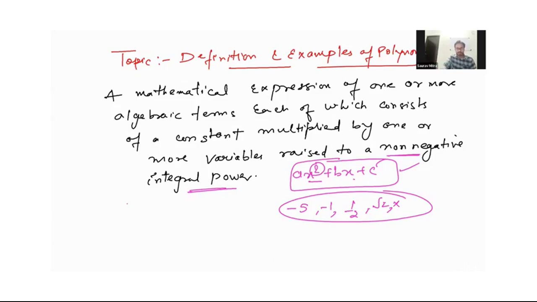Let us see some examples related to polynomials. First, the expression given is x to the power 5 minus 2x to the power 3 plus x plus root 3. In this, the variable is x. The powers of the variable are 5, 3, and 1, and root 3 is a constant. There is no negative power and no fractional power, so this will be categorized as a polynomial.